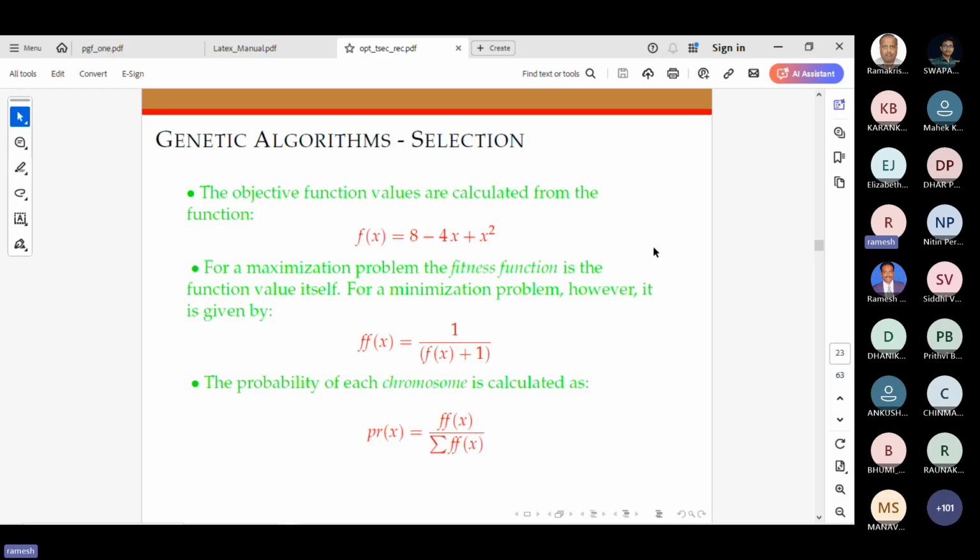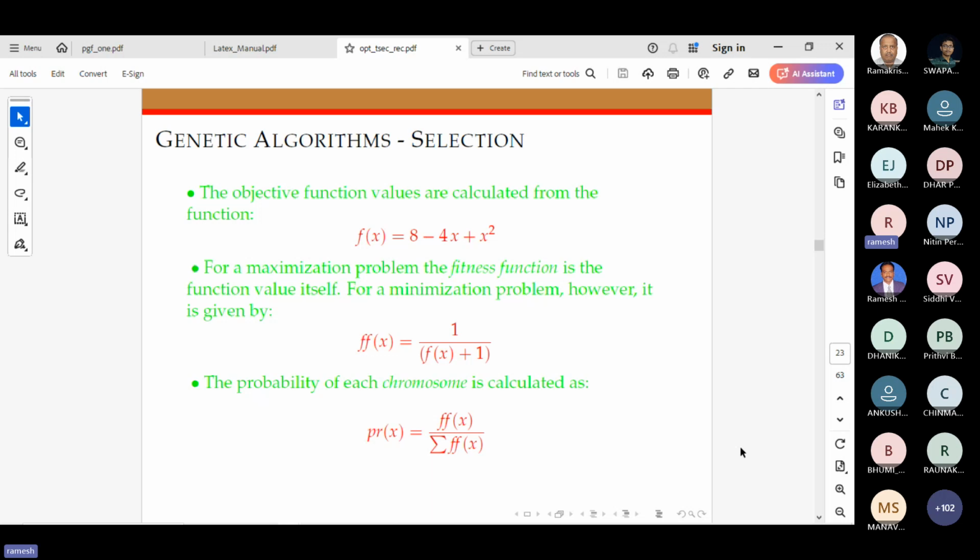But in this case, because our objective is to find the minimum, our fitness function of x is actually written as 1 by f of x plus 1. Now this plus 1 is used just to make sure that when the function value itself is 0, you will not have a problem of division by 0. Even if f of x becomes 0, you will still have 1 by 1. So that is just the reciprocal, taking the reciprocal after adding 1. So this is how we get to this.